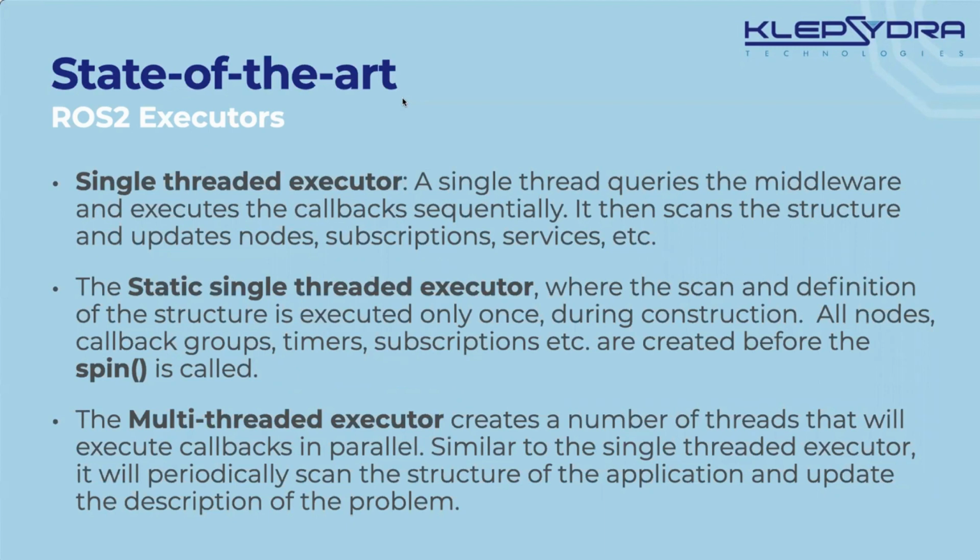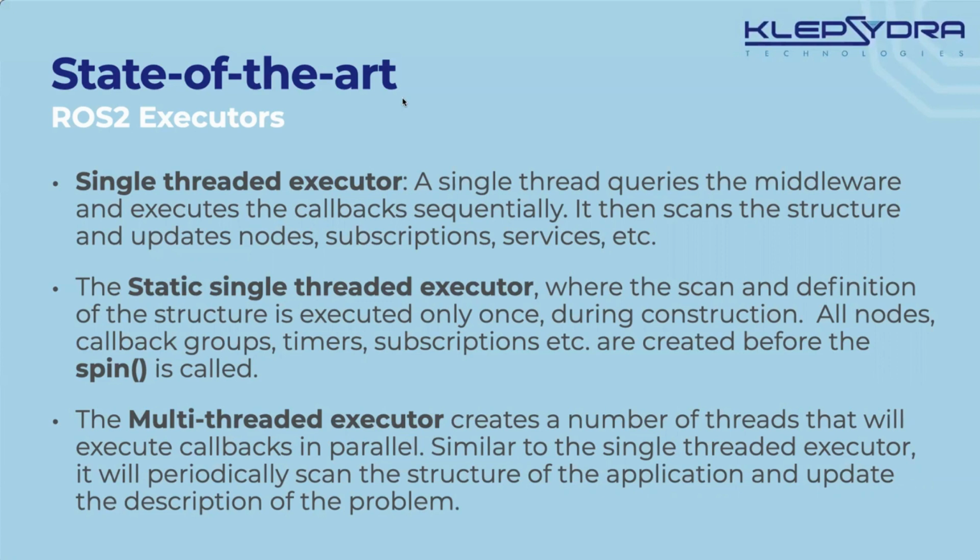There are three main executors currently in ROS2 that are most popularly used. Firstly, the single-threaded executor, which is a very simple executor that essentially takes the data from the RMW and sends it to the nodes and subscribers without any interim steps. There is a static single-threaded executor, which is a variation of the previous one, but with the difference that there is only one in the whole system. That's why the name static comes from.